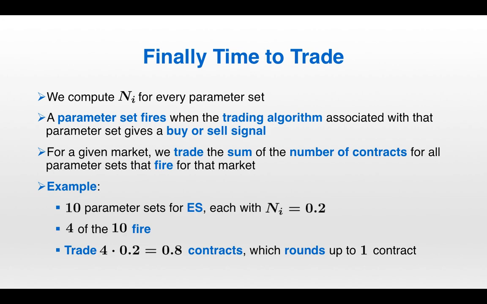And you can think of this as a voting scheme. The more parameter sets that vote for a given trade, the larger size we'll trade. In that sense, our trade size is proportional to the strength of the signal. If all the parameter sets are in agreement saying trade, we're going to trade very large size. But if only a small fraction of the parameter sets are in agreement that we should trade, then we're going to trade a smaller size. So we trade bigger when the signal is stronger and smaller when the signal is weaker.